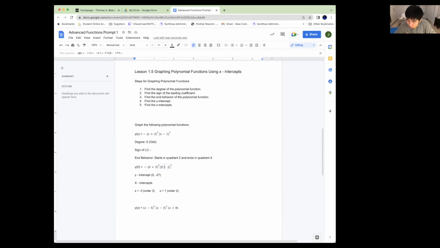So let's graph this then. Okay, so we have our graph here. This is not going to be to scale. But anyway, we know that the end behavior starts in quadrant 2 and ends in quadrant 4. So it's going to start in quadrant 2 and end in quadrant 4. Next thing we can do, it doesn't really matter what order you do this in, but I'm going to plot my x-intercepts first. So we have x equals negative 3, and we have x equals 1.